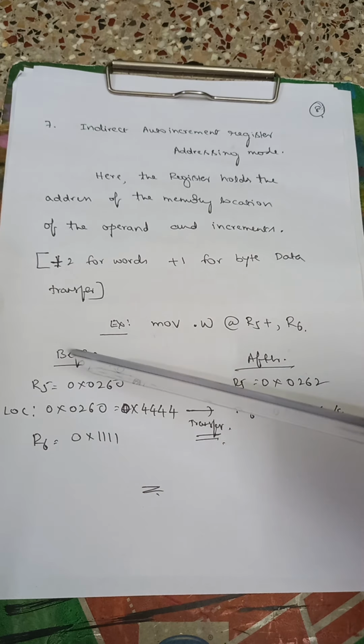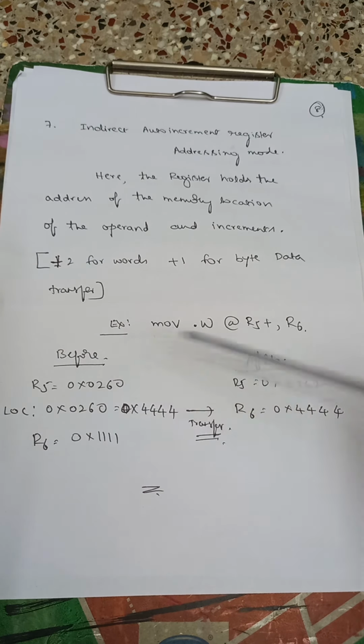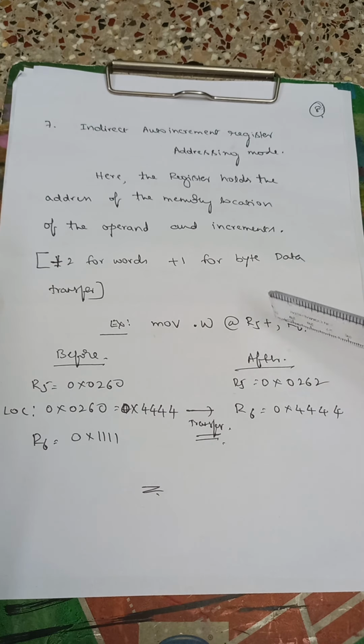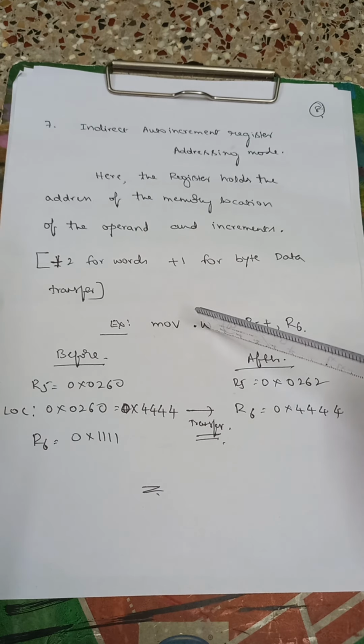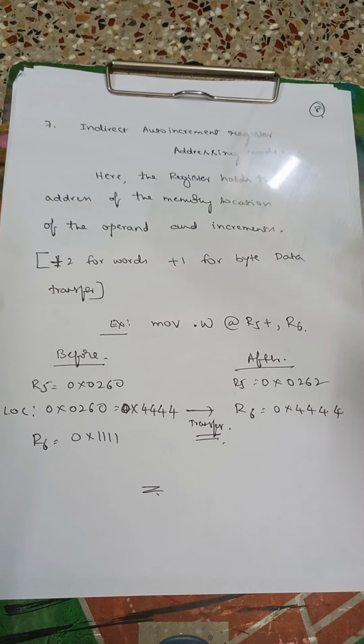But R5, which had 260, the address of that memory location, is added with the 2 after the execution of this instruction. Had there been B here, if a byte was to be transferred, then R5 would have become 260 to 261 by incrementing only 1 if it had been a byte of data transfer.